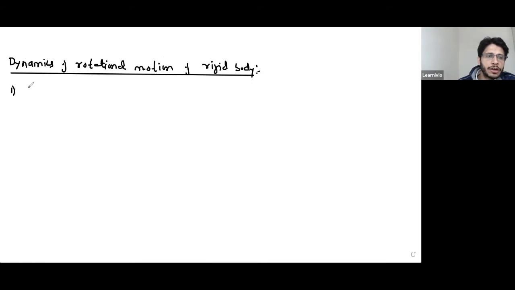So for a rigid body, you can write the expression of torque as, the torque is I alpha. We know one more expression of torque, that is R cross F, but instead of R cross F, we will use I alpha, where I is moment of inertia, alpha is angular acceleration.